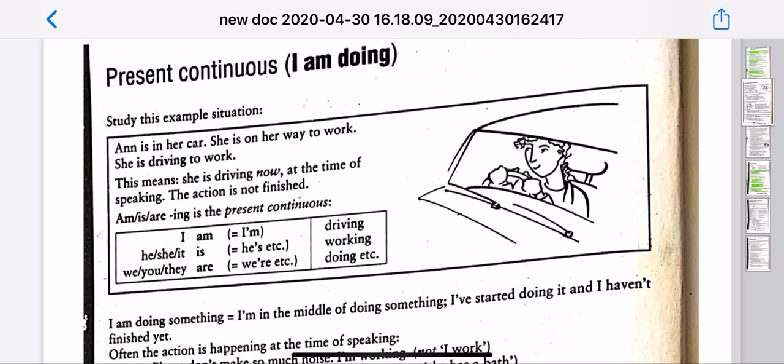She is following traffic rules. She is wearing a beautiful dress. She is holding a steering. She is driving carefully. So, these are few examples which I am adding, so that you get more clear picture.